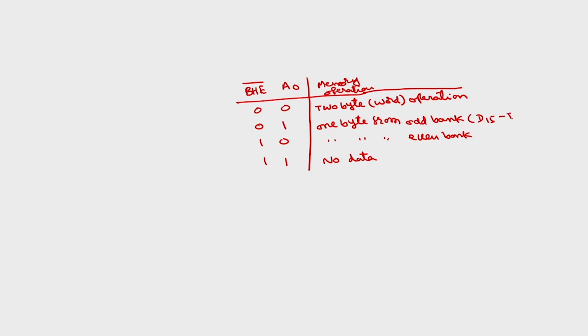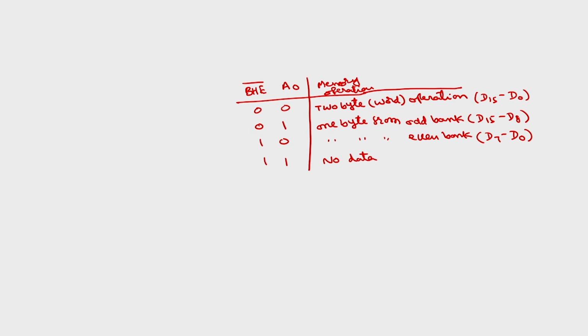D15 to D8, and in this case D7 to D0. In this case the entire thing D15 to D0. Here no bus will be selected. This is the purpose of BHE bar and A0.